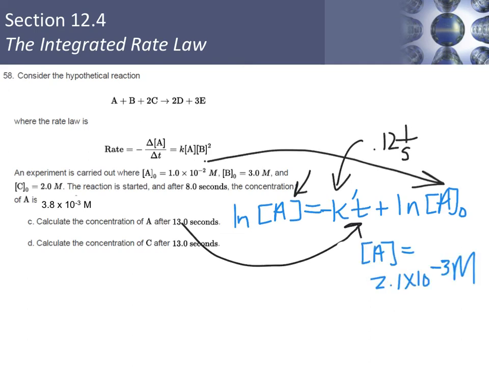And if we go through and solve, we get 2.1 times 10 to the negative third molar, since it is a concentration, or 0.0021 molar if you write it as an ordinary number.